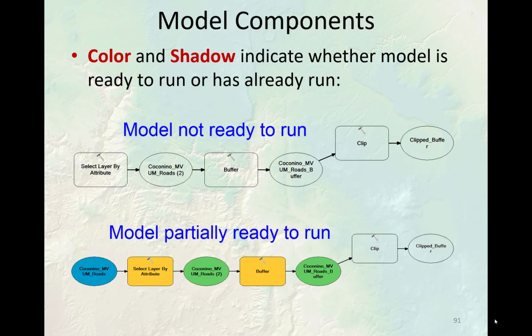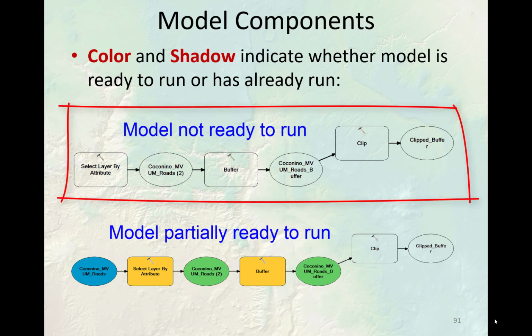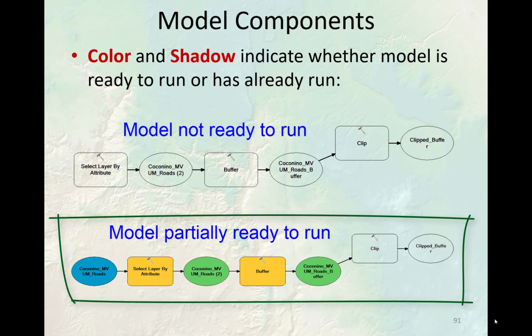So here are 2 examples of a model. In the top, we've added all the components, but we haven't set any parameters yet. And so that model is not ready to run, and it's apparent to us by the fact that those are hollow shapes. In the bottom, we've set several parameters for the first few functions, and those parts are ready to run. But you can see the clip tool still has not had all the parameters set, and so it is not ready to run.